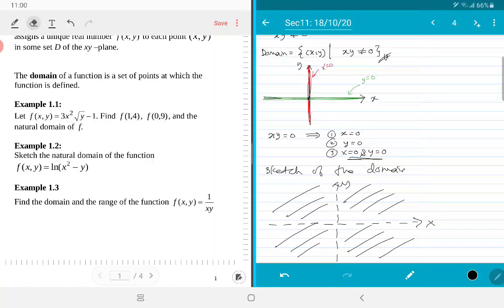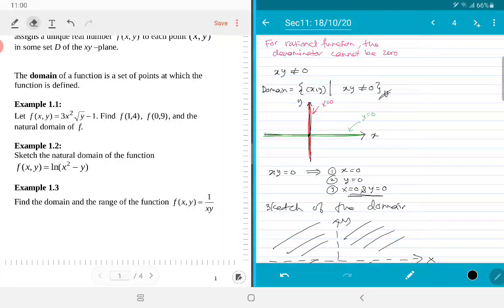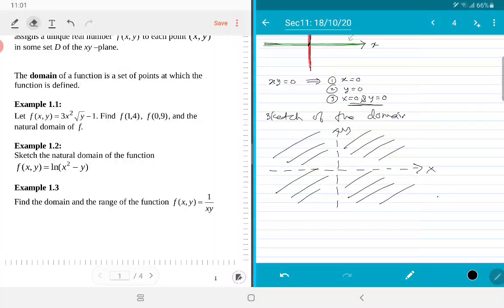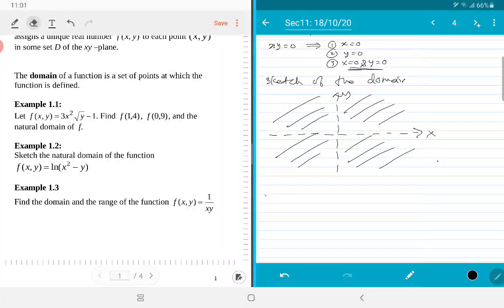Okay, so the reason I'm using the dotted curve is because all the points on the curve are not in the domain. So in this case, all the points on the y-axis are not in the domain, all the points on the x-axis are not in the domain, and obviously the origin is not in the domain as well. So all other points are in the domain. So this is the domain and this is the sketch of the domain. All right, now let's find the range.